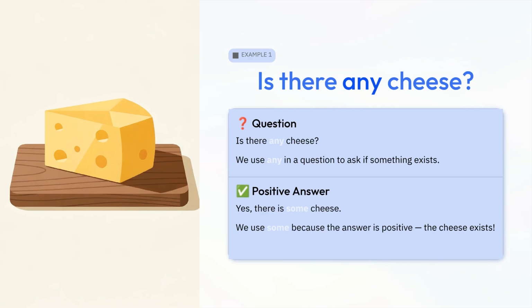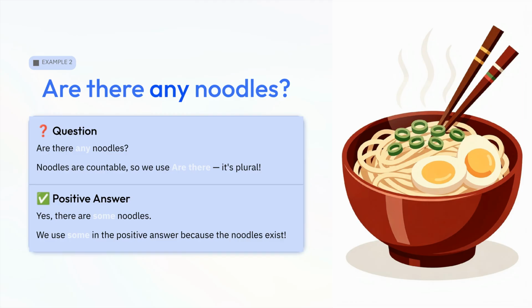Example 1. Is there any cheese? We use any in a question to ask if something exists. Positive answer. Yes, there is some cheese. We use some because the answer is positive. The cheese exists.